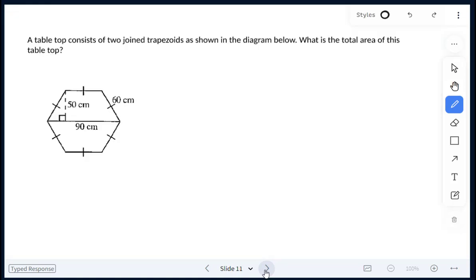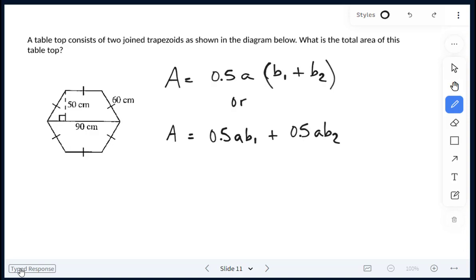All right, next here we have a tabletop. It consists of two joined trapezoids as shown in this diagram. What is the total area of this tabletop? Okay, so for this question, a tabletop consists of two joined trapezoids. What's the total area? We'll figure out the area of one trapezoid and then we'll just multiply by 2 to get the total area.